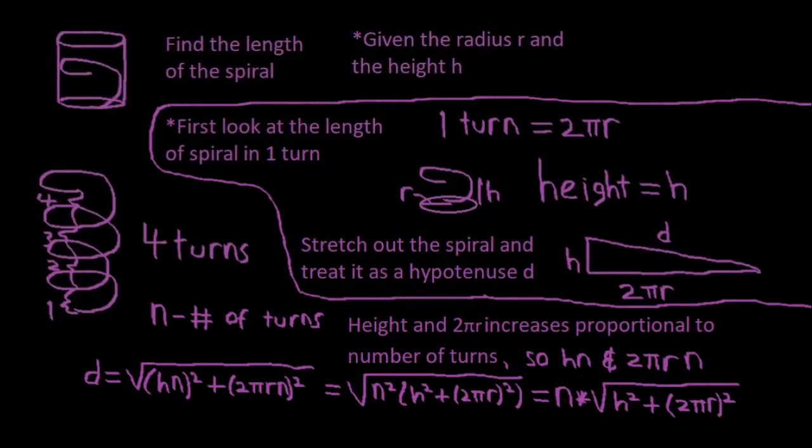So if we're to stretch out the spiral, we could treat it as a hypotenuse. So in this formula, let's take d as the hypotenuse. So it's going to be d equals the square root of, inside is going to be (hn) squared plus (2 pi r n) squared, and you can factor out n squared within the square root, and eventually take n squared outside of the square root and make it into n, the number of turns, times the square root of h, the height, squared plus (2 pi r) squared.